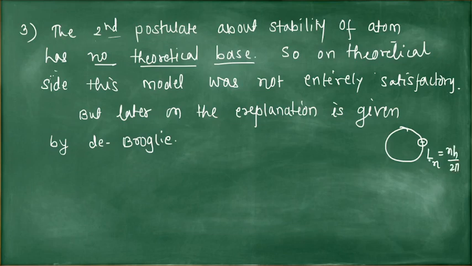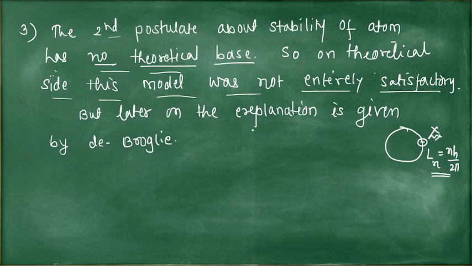The electron, when it satisfies this type of condition, does not radiate energy. So this is a stable orbit. But what is the proof? What is the theoretical base for this assumption, this postulate? There is no theoretical base. बोर ने सिर्फ कहा था यही होता है, but there is no proof, no practical proof also. So on the theoretical side, this model was not entirely satisfactory.